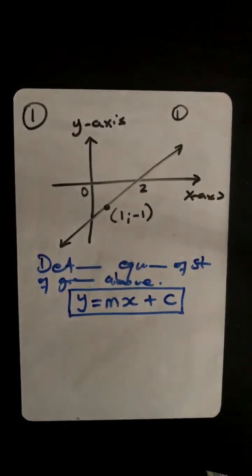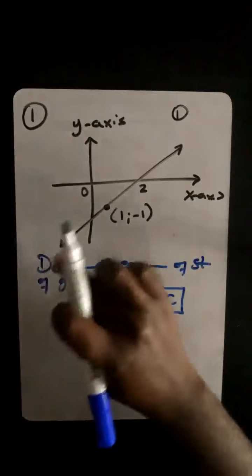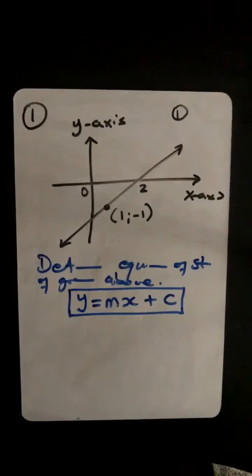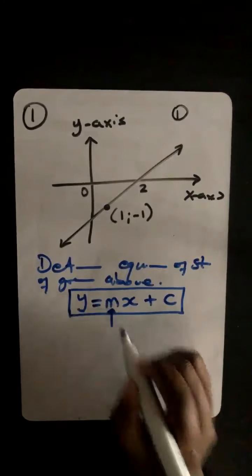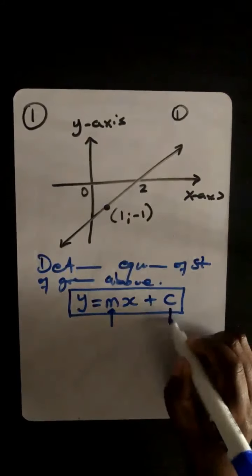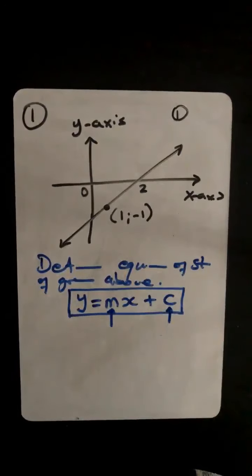So now that we've got a straight line and they want us to determine an equation of that straight line, what do we need in order to answer the question? You need two things, guys. You firstly need your gradient and you secondly need your C value.